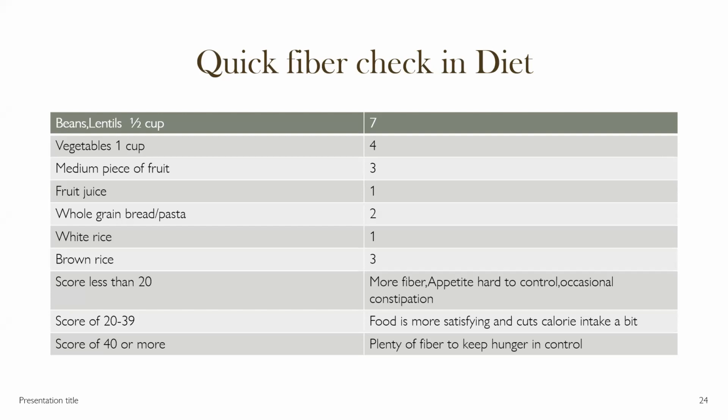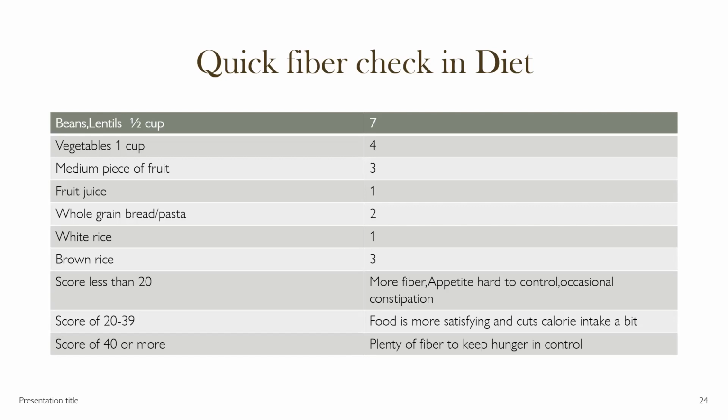Vegetables every day, 1 cup, 4 points. If a medium piece of fruit is consumed every day, 3 points. Fruit juice, 1 point. Whole grain bread or pasta, 2 points. White rice, 1 point. Brown rice, 3 points. If the score is less than 20, you need more fiber, appetite is hard to control, and there is occasional constipation.